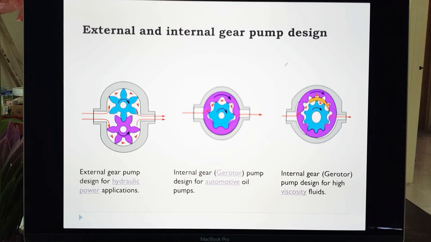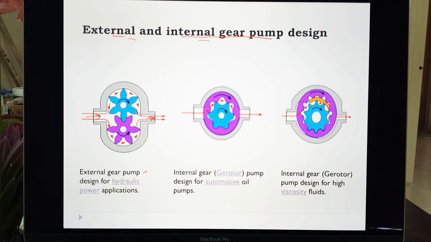Now this shows the external and internal gear pump. We have two types of gear pump, the external and the internal gear pump design. The external gear pump design is meant for hydraulic power applications. Can you see that the fluid flows and is separated at the bottom part and the top part, and at the end it is discharged at the same outlet.